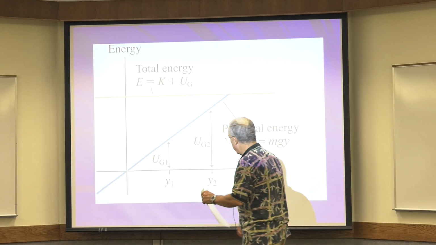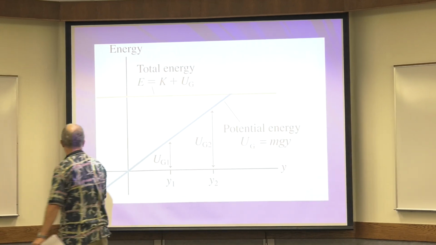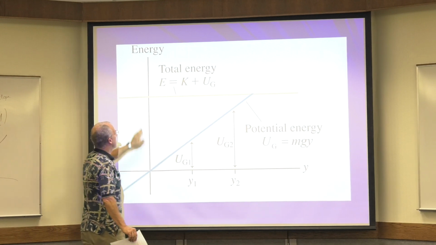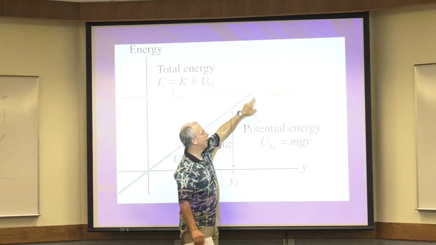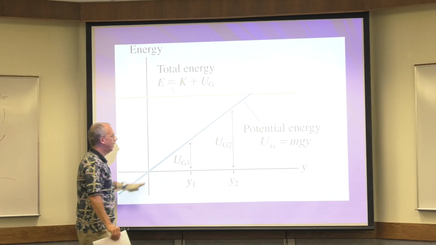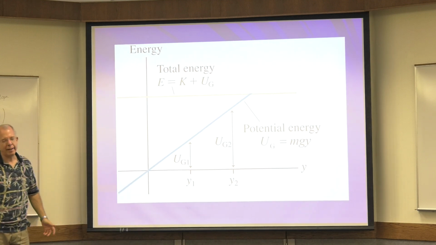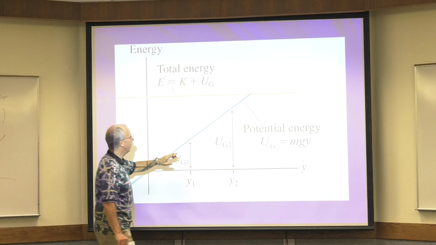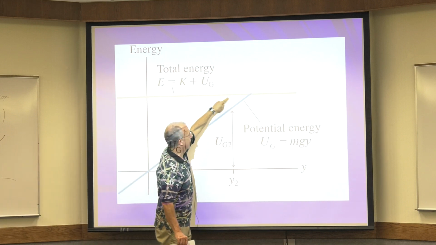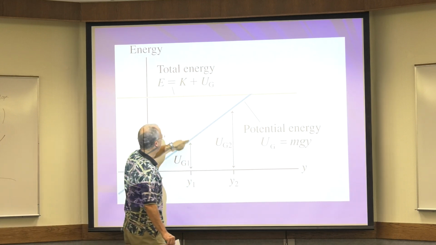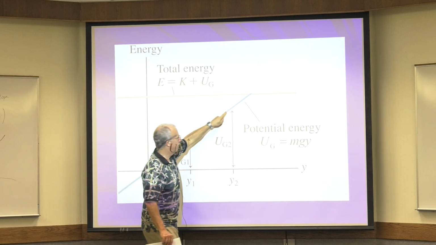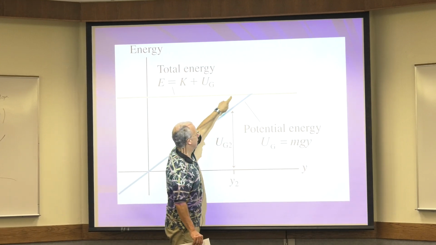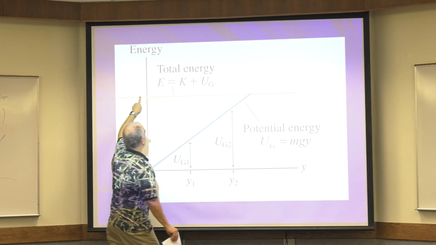All right, now, here's the question. Again, this is total energy. This is potential energy. So how do you find kinetic energy? Well, hopefully, this is the kinetic energy, right? Because again, potential energy plus kinetic energy equals total energy.